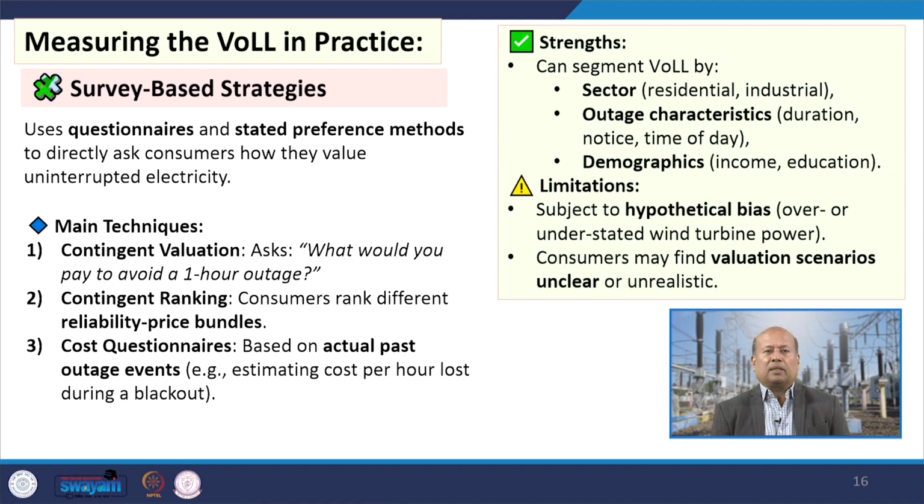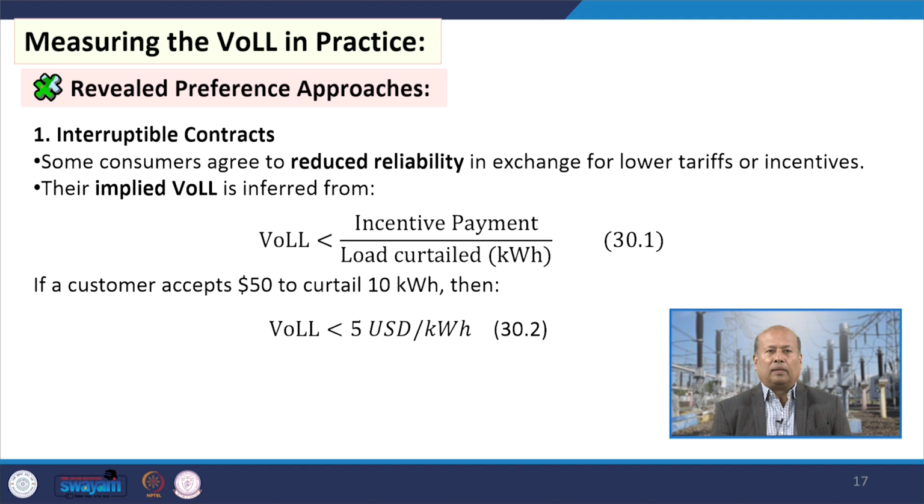The main techniques are contingent valuation, ask what would you pay to avoid a short duration of outage, probably 1 hour. Now, contingent ranking, consumers rank different reliability price bundles. Cost questionnaires based on actual past outage events, example, estimating cost per hour lost during a blackout.